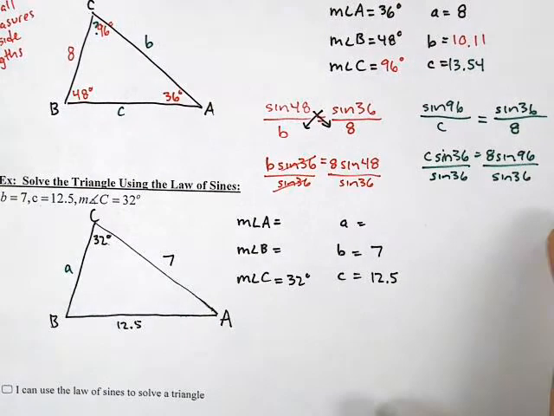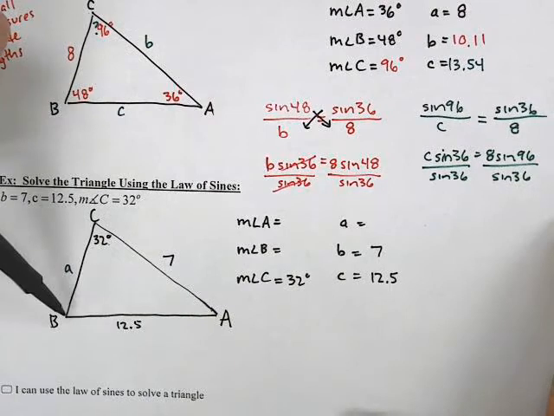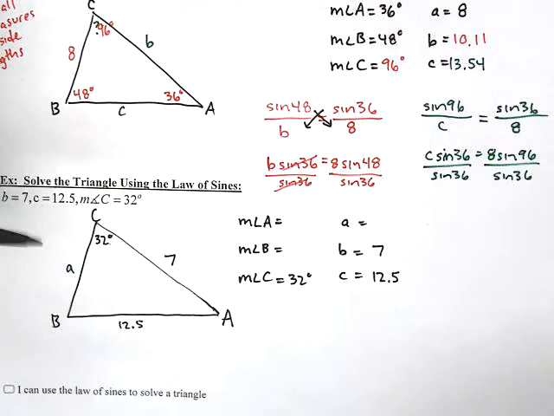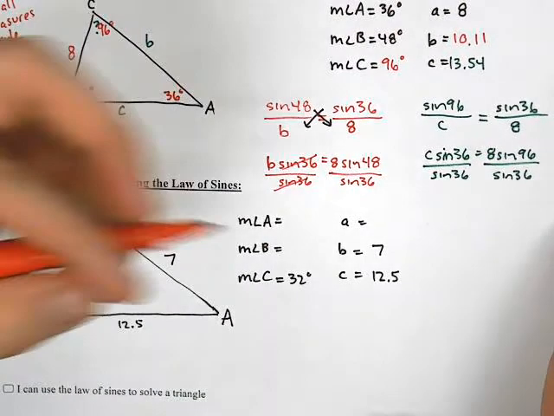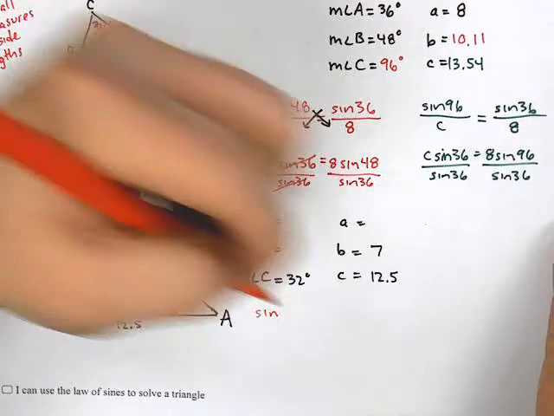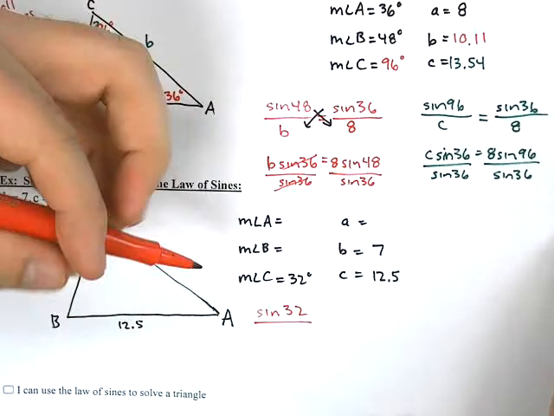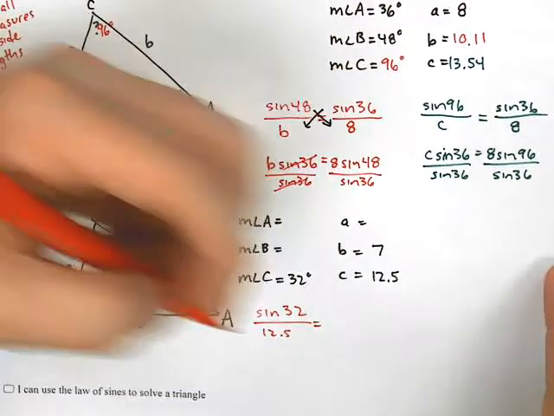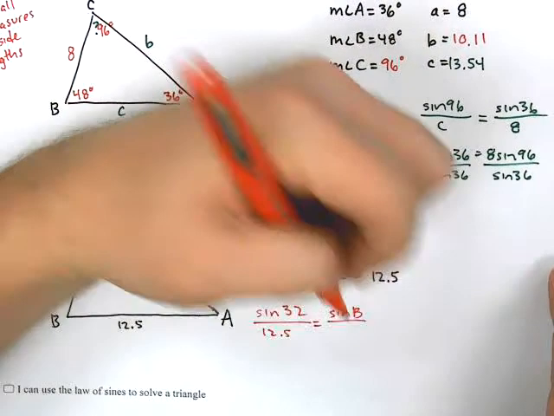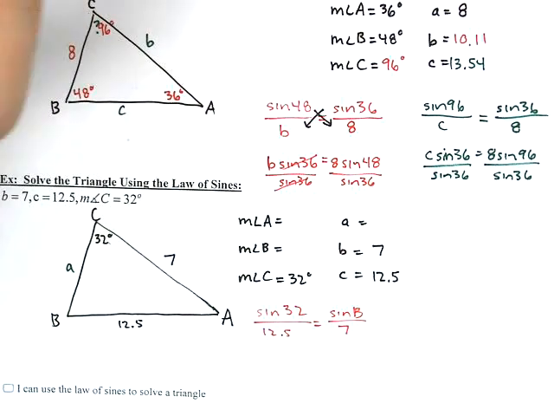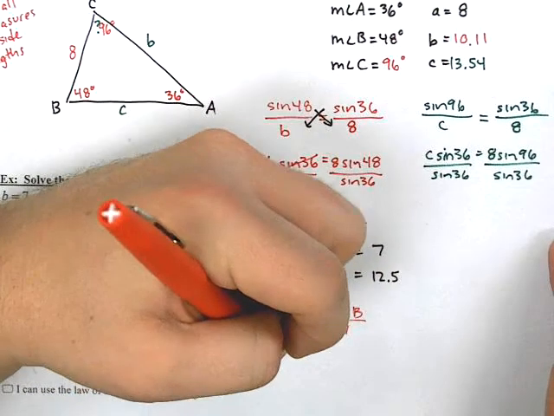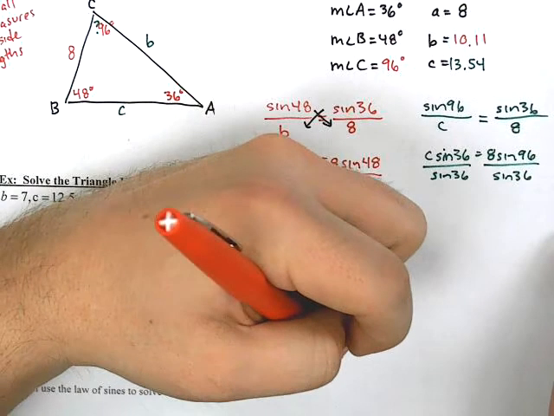So in this case, we have to get angle B first, right? This is our known, known. So this is the unknown that we can solve for first. So how does that look? Well, we could say sine of 32 over side C, 12.5, is equal to the sine of angle B over 7. All right, now this works the same way. I cross multiply, I get 7 sine 32 equals 12.5 sine B.